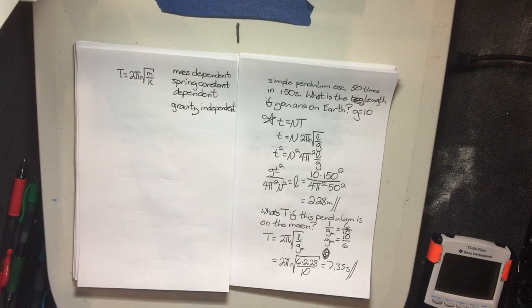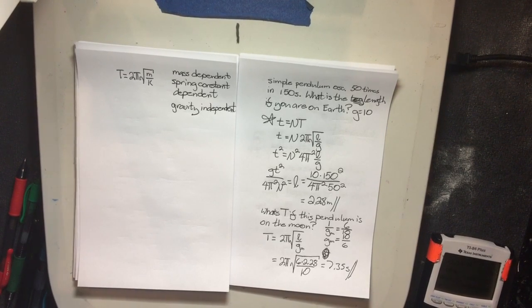If you had a spring in space with no gravity, that spring would still work. If you stretch the spring, it would pull back together. If you push the spring, it would push back. A simple pendulum is definitely gravity dependent. If you had no gravity, a simple pendulum just wouldn't work.